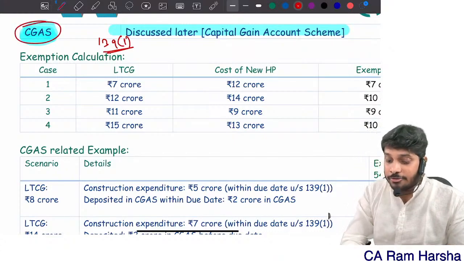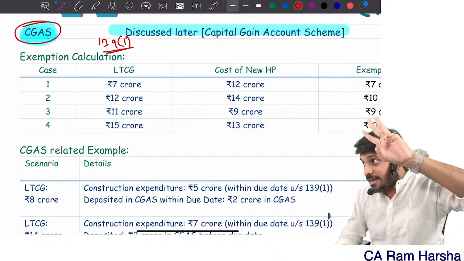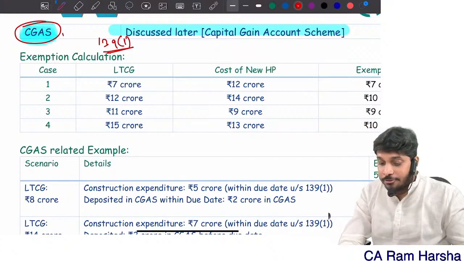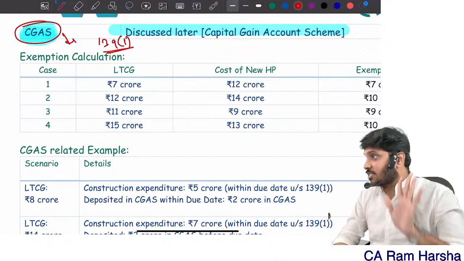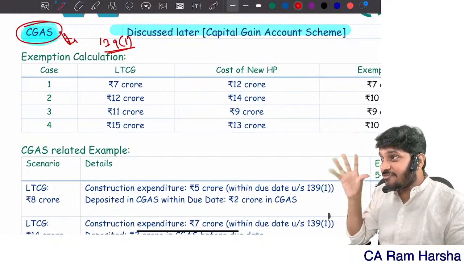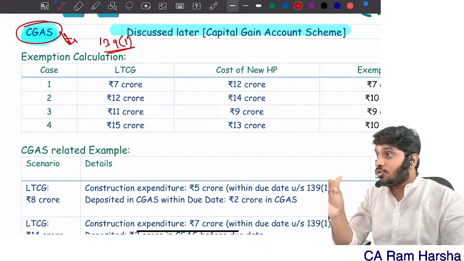Now remember, from this capital gain account scheme, as per the time limits given in the section, 3 years from the date of transfer for construction, 2 years from the date of transfer for purchase, within these time limits you withdraw the money from this account and then spend. For sure you have to spend it for purchase or construction. Suppose, sir, the time limit is over and still some amount is left in the bank account, the unutilized amount in the capital gain account scheme, what should I do?